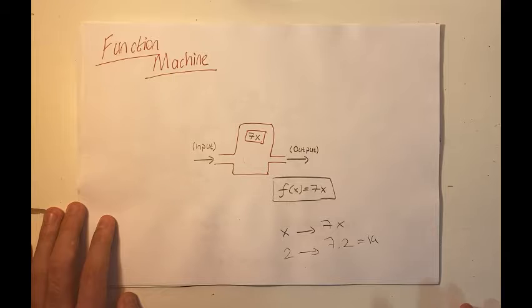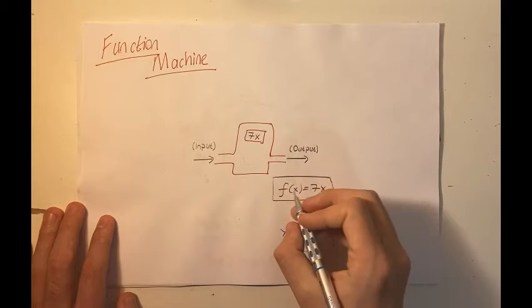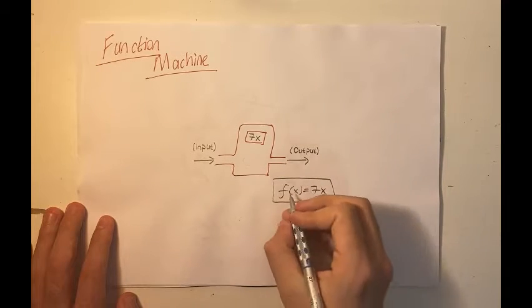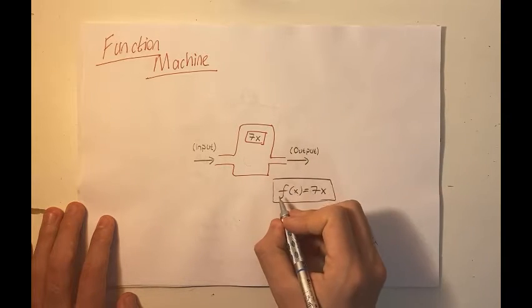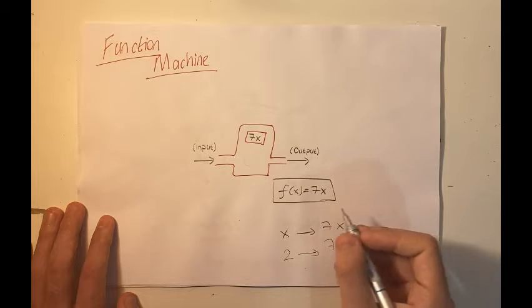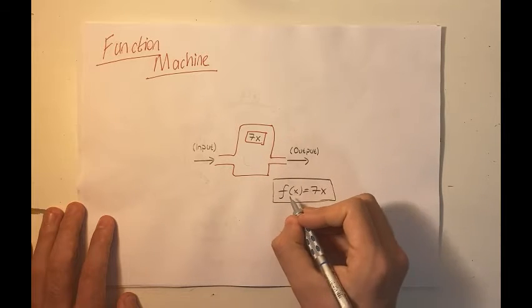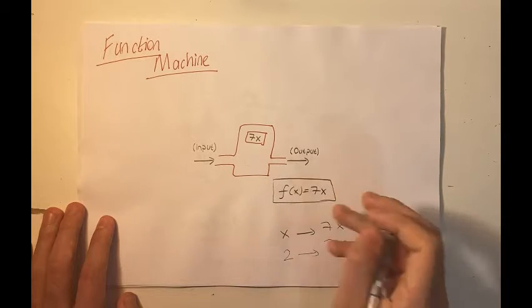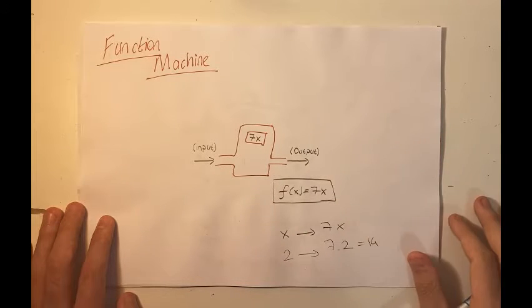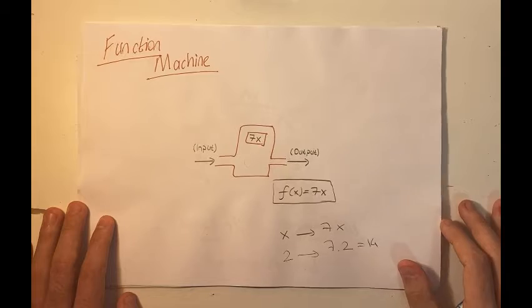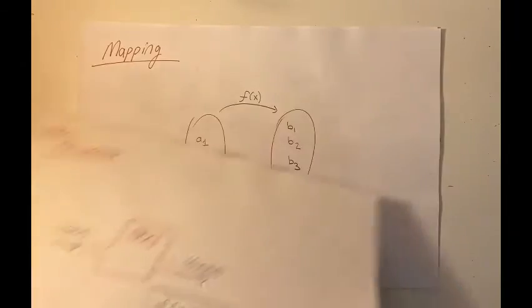In math, the notation of this is shown like here. This is the function symbol f. It can be g, it doesn't matter at all, and x in here is an input, and 7x is recognized as the output. So let's move on.